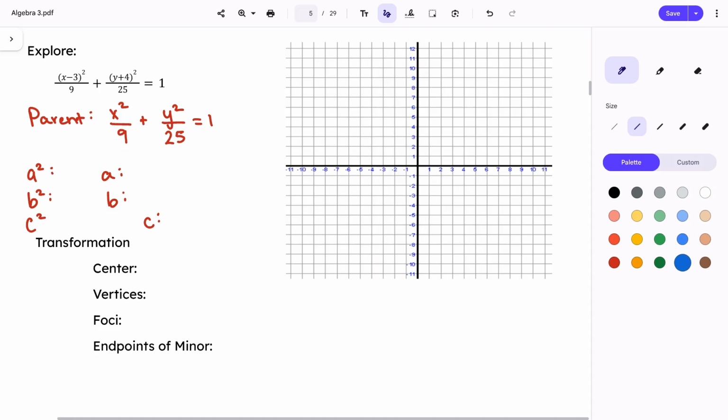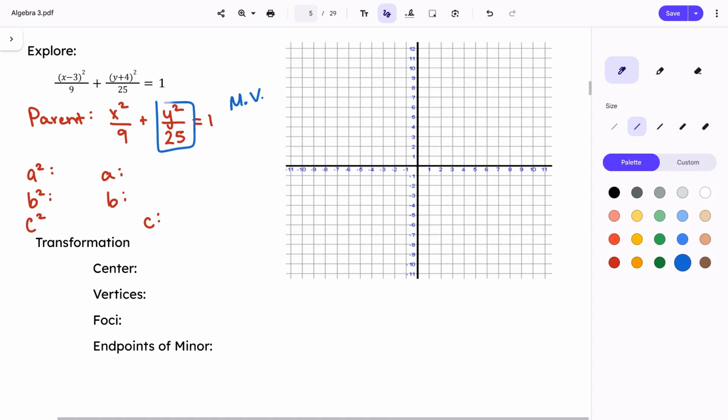Okay, so I rewrote this so it's just looking at my parent. Is this a major vertical or a major horizontal? Look for the largest denominator. So that'd be the 25, and it's underneath the y. So y would be your vertical axis. So it'd be a major vertical.